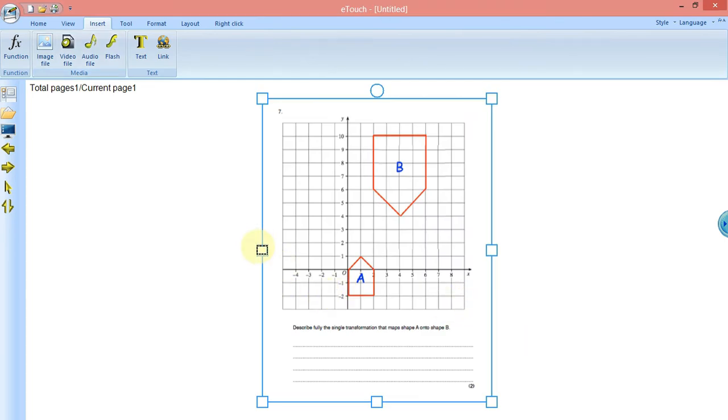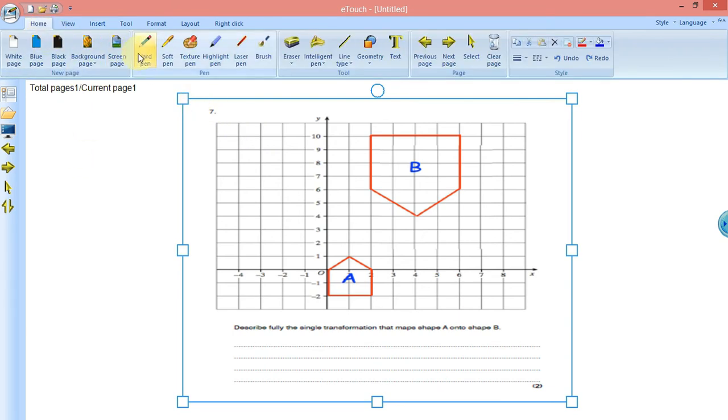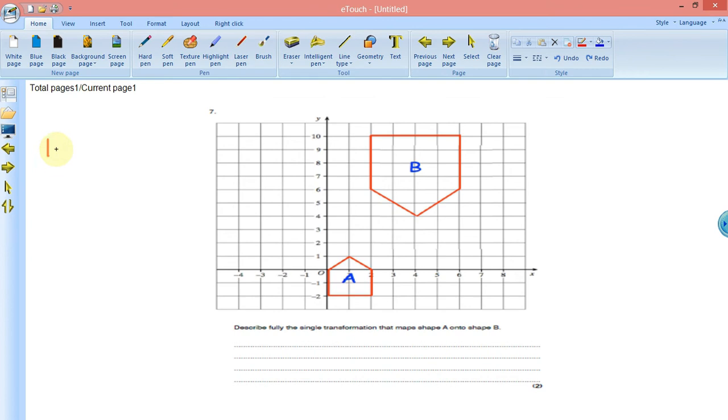Okay, now if you look at this question, it says describe fully the single transformation that maps shape A onto shape B. Definitely, you know this is enlargement, because you see that B is bigger. So let's just start. You have to give 3 pieces of information here. The first is the type of transformation. So the transformation is enlargement.